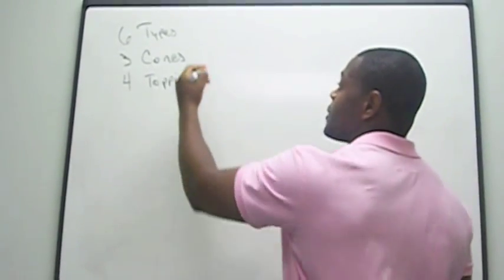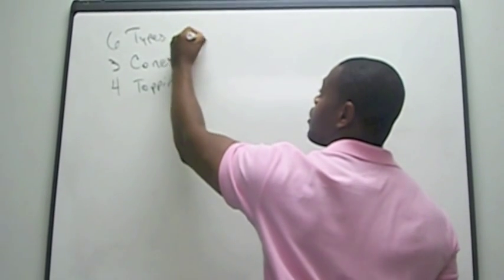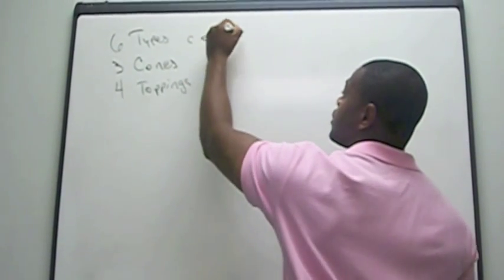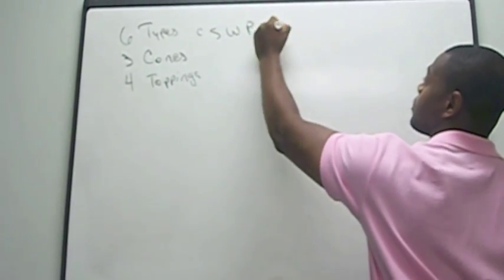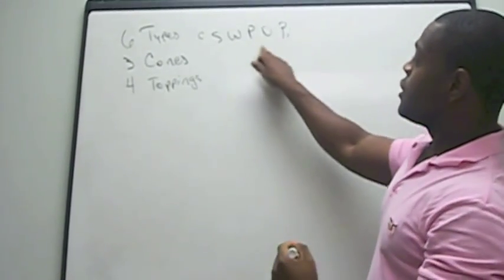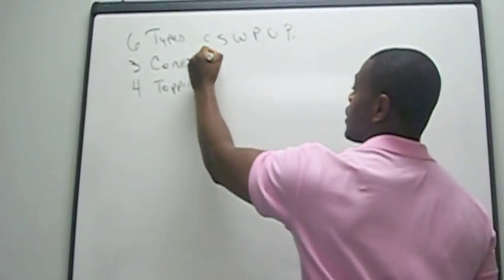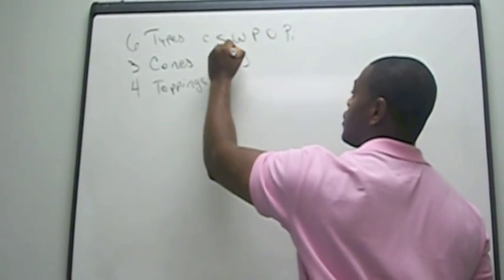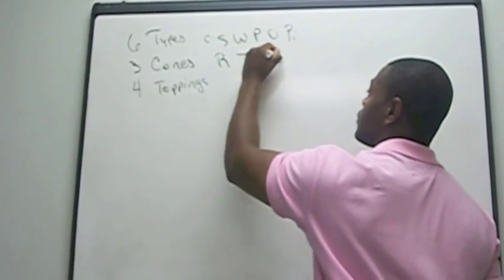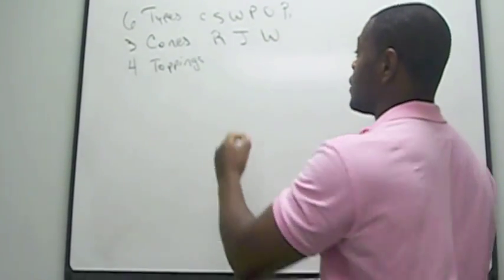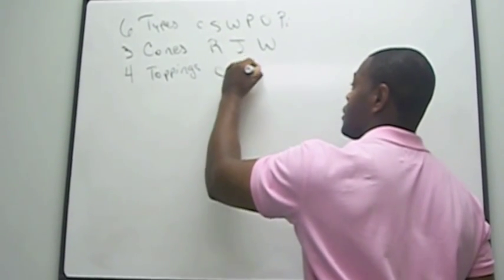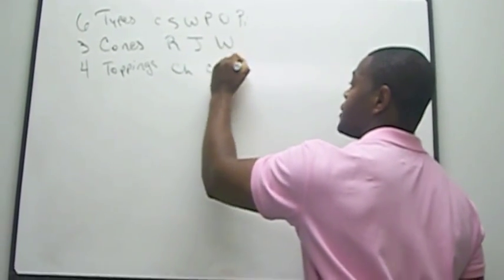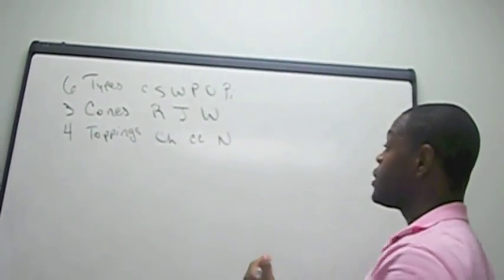Now obviously, if you look at this part, you can say 6 types, maybe a chocolate, a strawberry, a vanilla. We can do a pecan, an orange, and let's do a pineapple ice cream. So that's 6. Now the cones, you can have a regular cone, a junior cone, and let's say you had a waffle cone. 4 different toppings. You can have cherries, you can have chocolate chips, you can have nuts, or you can have chocolate syrup.